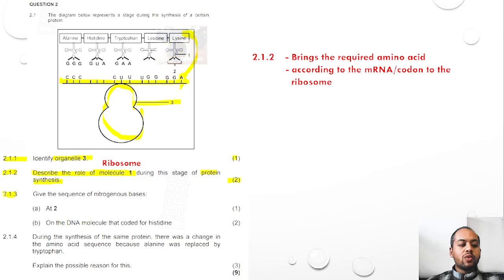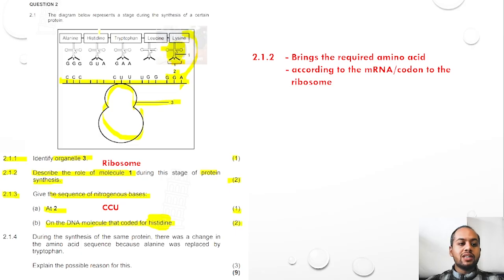The next question, 2.1.3, give the sequence of nitrogenous bases at number 2 for 1 mark. So we go to number 2. Number 2 is the anticodon on the tRNA molecule. The anticodon on the tRNA molecule needs to be complementary to the codon on the mRNA strand. So if the codon on mRNA is GGA, then the anticodon on tRNA needs to be CCU.